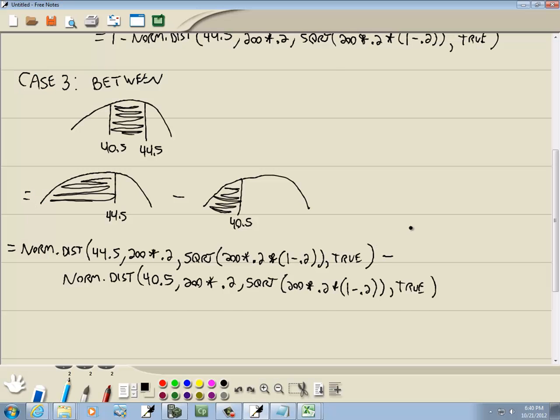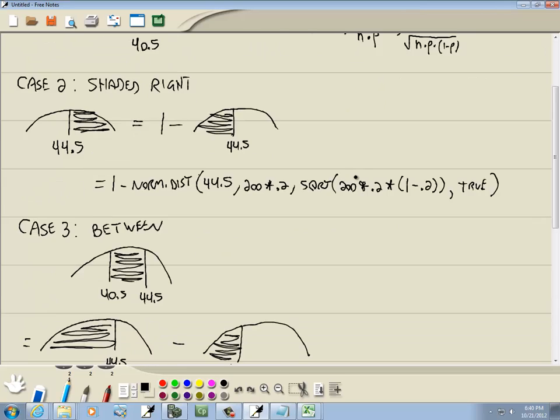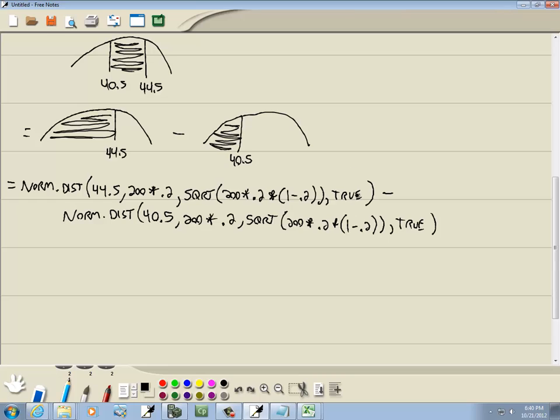And that is how you do your three cases. Now, other than that, you just got to identify your n and p correctly. Usually p is given like in a percentage. Like they may give you 30%. And you just have to write it as p is equal to 0.30. And that's how you use the normal as an approximation of the binomial in Excel 2010.